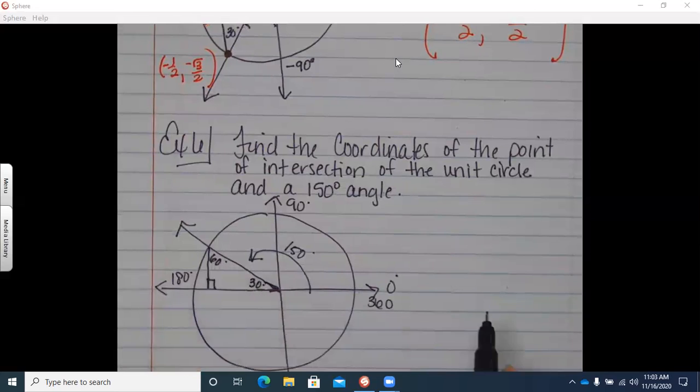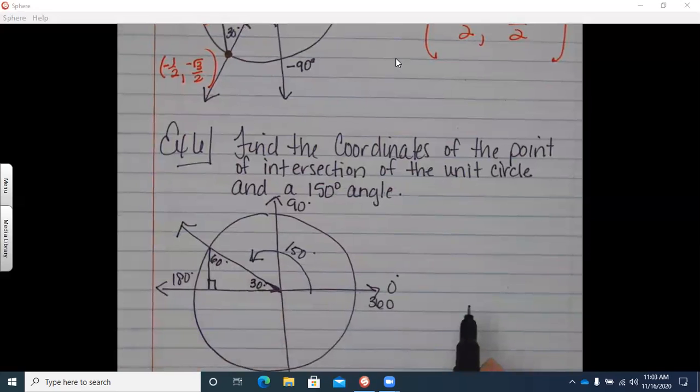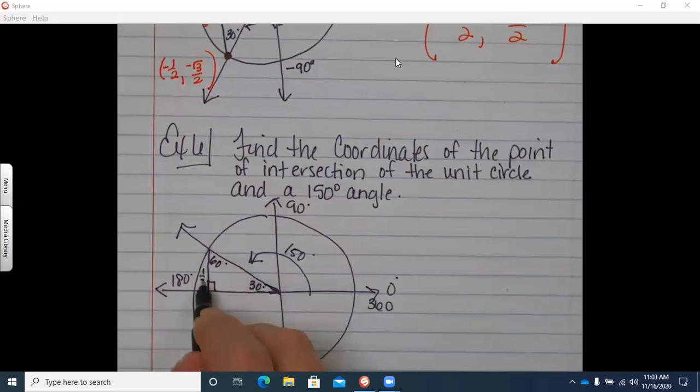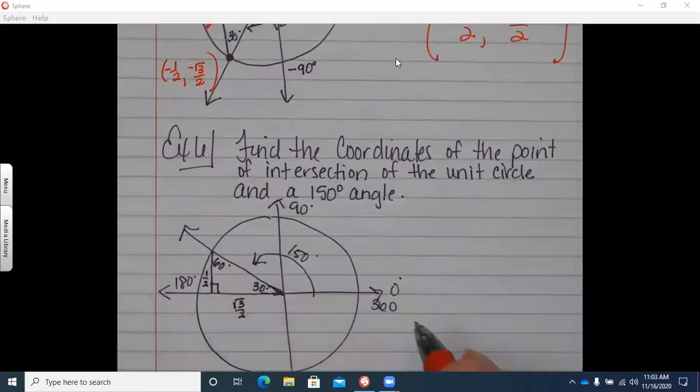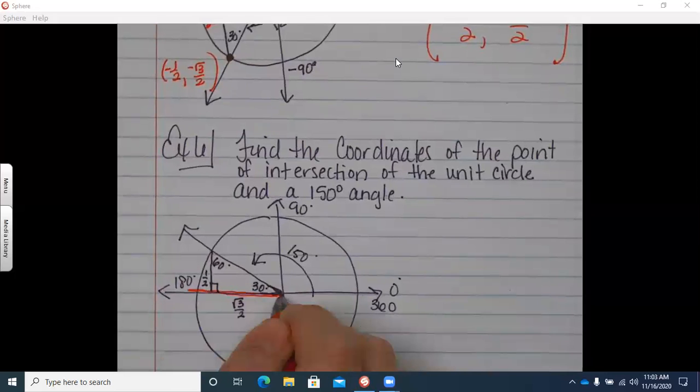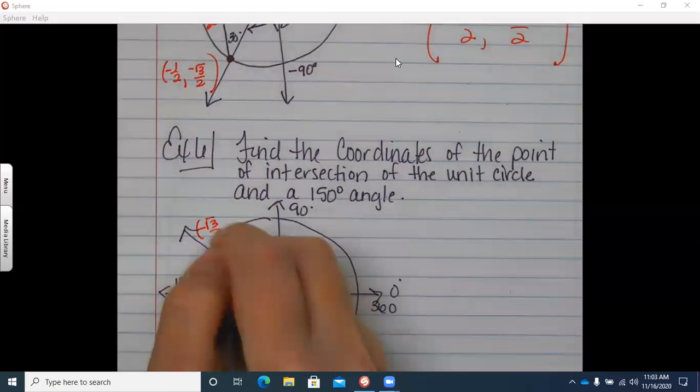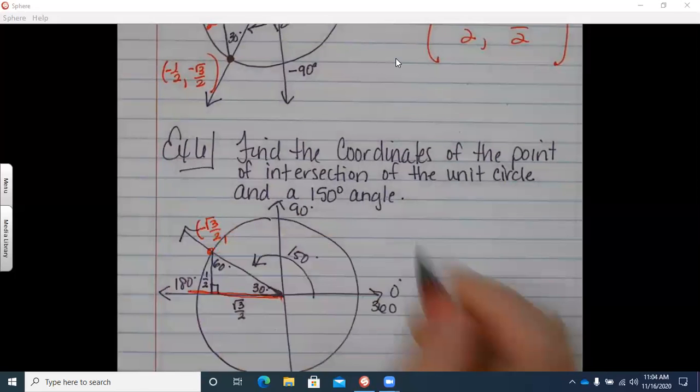We know the leg across from the 30-degree angle is 1/2, and the leg across from the 60-degree angle is the square root of 3 over 2, right? We are in quadrant 2, so x values in quadrant 2 are negative, so that's how we got the negative square root of 3 over 2. The y values in quadrant 2 are positive, so that's why y is positive 1/2.